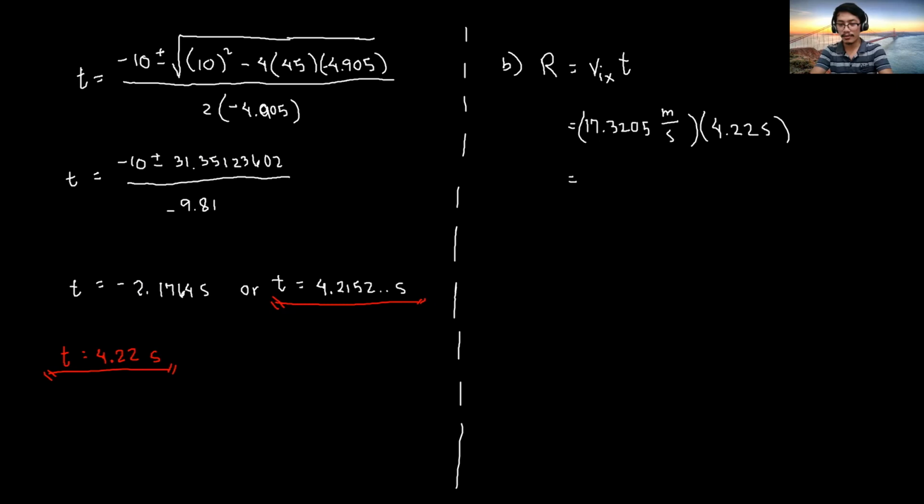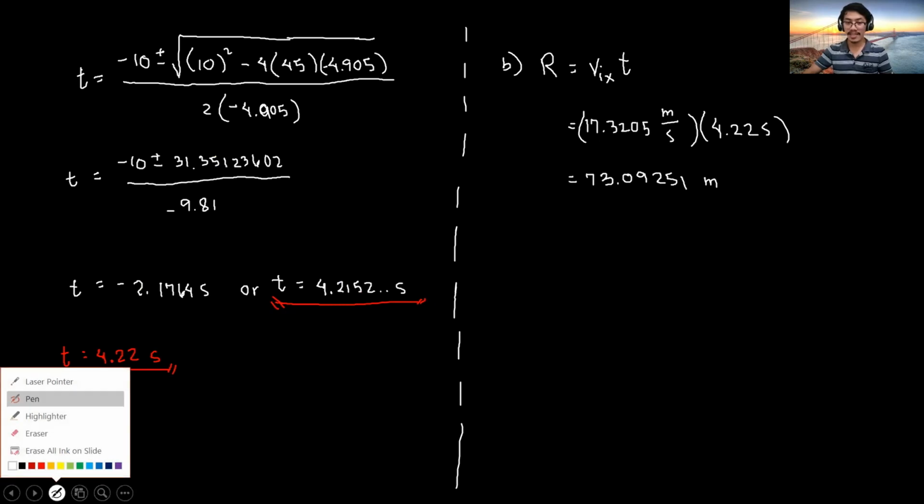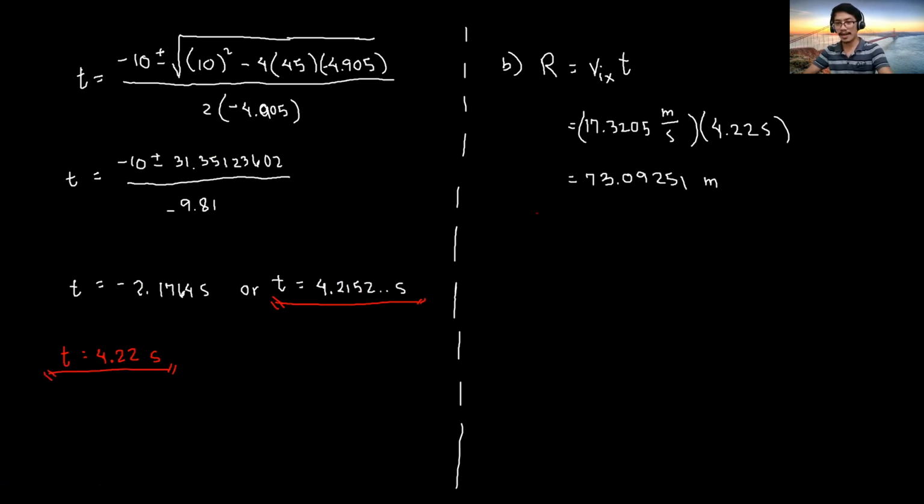4.22 times 17.3205 equals 73.09251 meters. Or how many significant figures? We need 3 significant figures. So that means our answer for the range is equal to 73.1 meters. Ayan, this is our final answer, 73.1 meters.